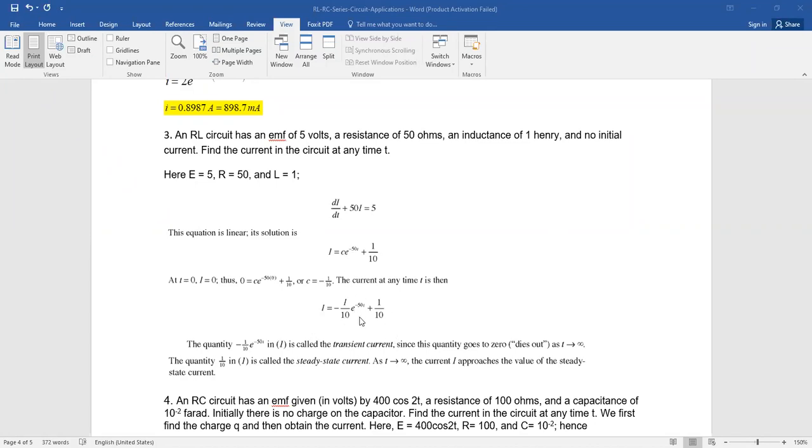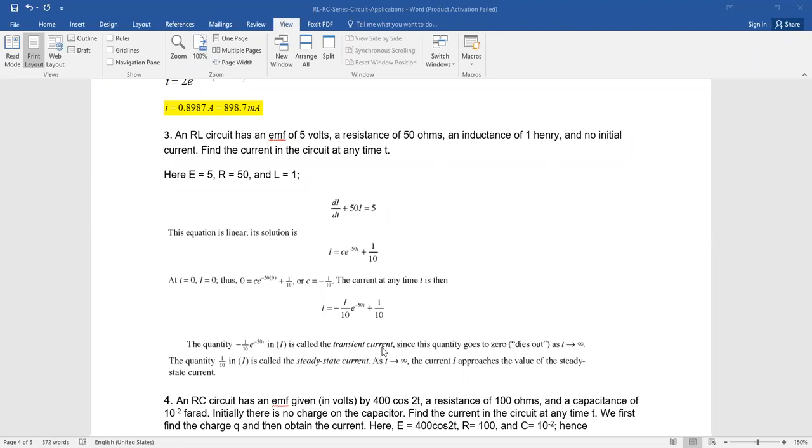That way, given the time for my RL circuit, I will be able to know the current. What that particular current is depends on how the problem asks for it. So I have written something here below. The quantity, negative 1 over 10 e raised to negative 50t in the current I, is called the transient current.